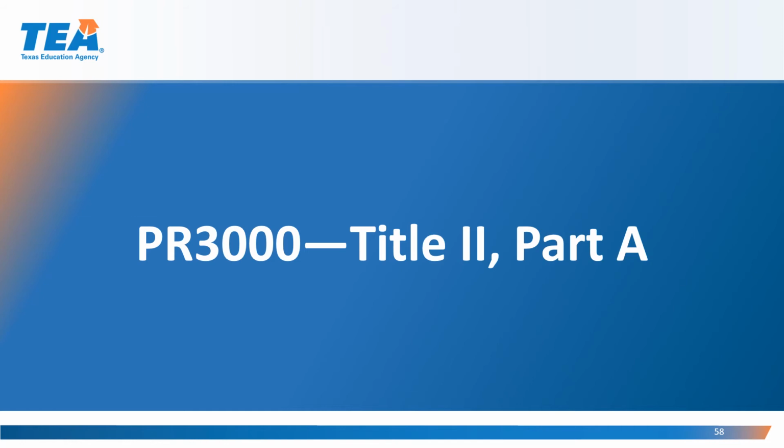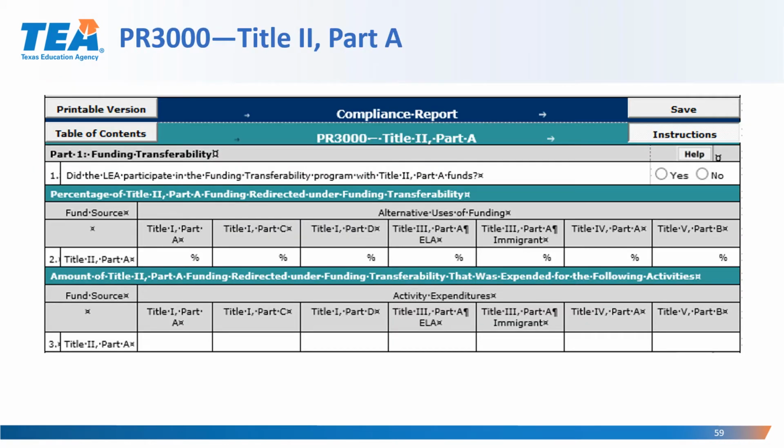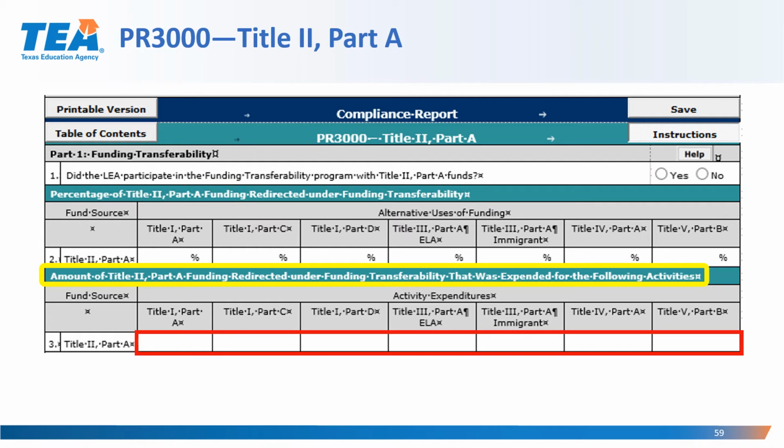The PR 3000 for Title II Part A is relatively short this year. The usual navigation buttons are at the top of the report. In Part 1 of the report, the LEA will answer yes or no to indicate whether or not they participated in the funding transferability program. If yes, the LEA will indicate the percentage of the Title II Part A funds that were redirected to each applicable program, as well as the dollar amount of the redirected funds that were expended for those programs.